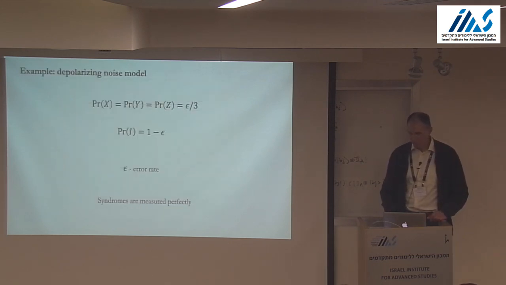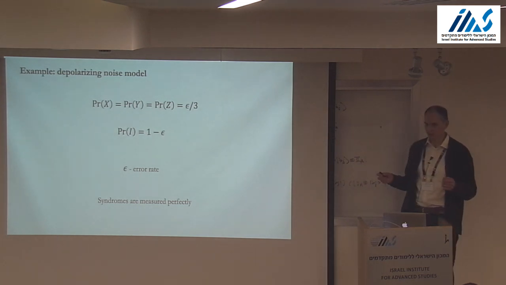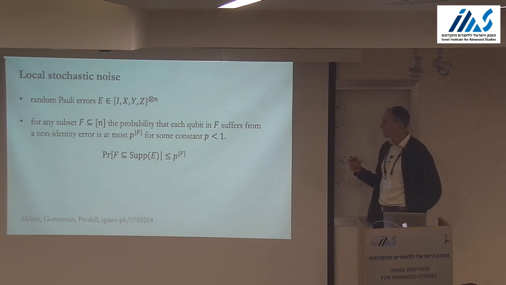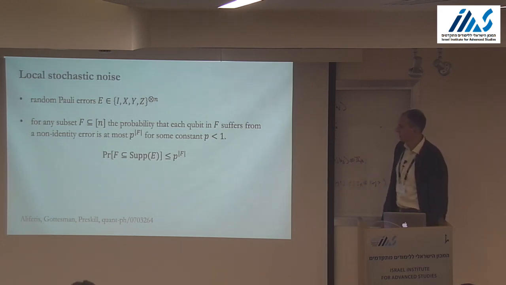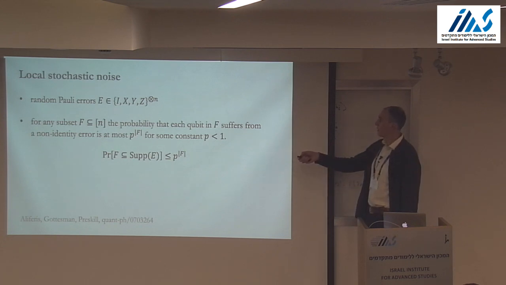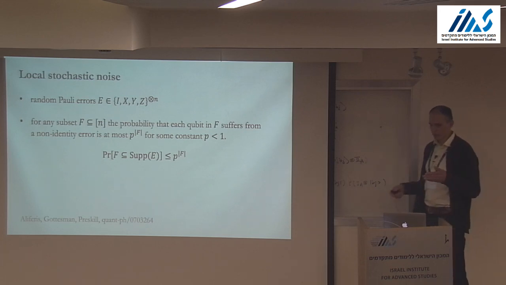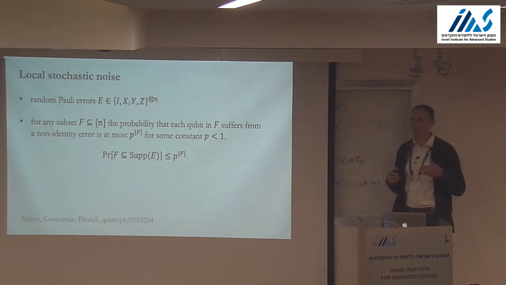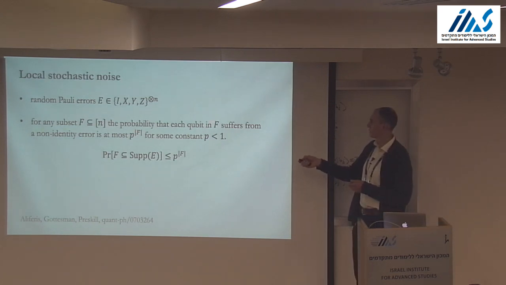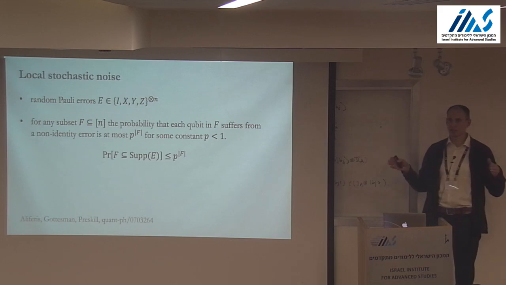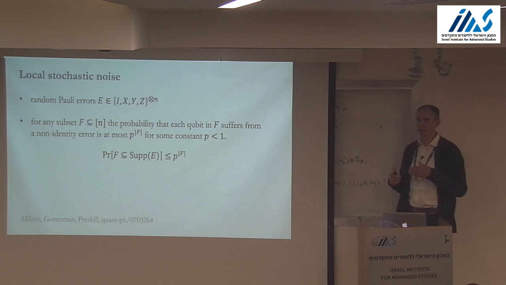Yes, but this depolarizing noise model is not very realistic because it assumes that errors on different qubits are independent. Now I want to discuss a slightly more realistic model, which is called local stochastic noise. It was introduced in this paper by Aliferis, Gottesman, and Preskill. So again, we consider a system of n qubits and random Pauli errors. And we say that a random Pauli error is local stochastic noise with error rate p if this condition is satisfied for any subset of qubits F. Basically it says that the probability that each qubit in F suffers from a non-identity error decays exponentially with the size of F. So high weight errors are exponentially suppressed.